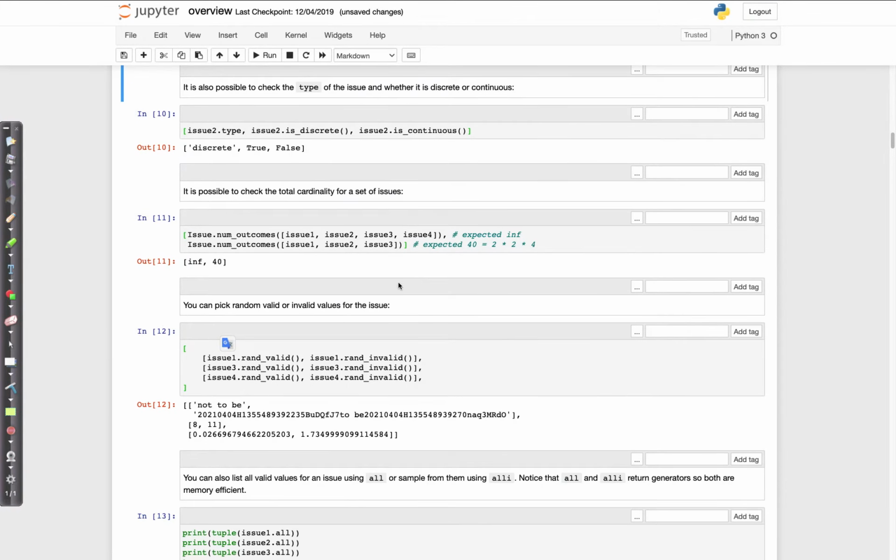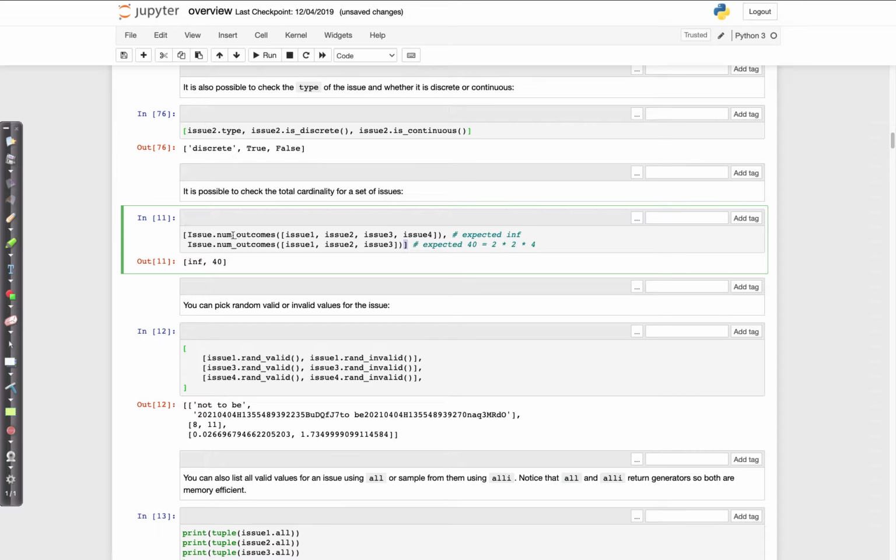You can also check the type of the issue. You can say, is it discrete or not discrete? What is the type of the issue? Is it continuous? There are many functions that you can use. You can look at the documentation of the issue class for those, but I'm not going to go into details into these. This is an example of an outcome space. And an outcome space is nothing more than a list of issues. And what about a single issue space? It's a list of a single issue.